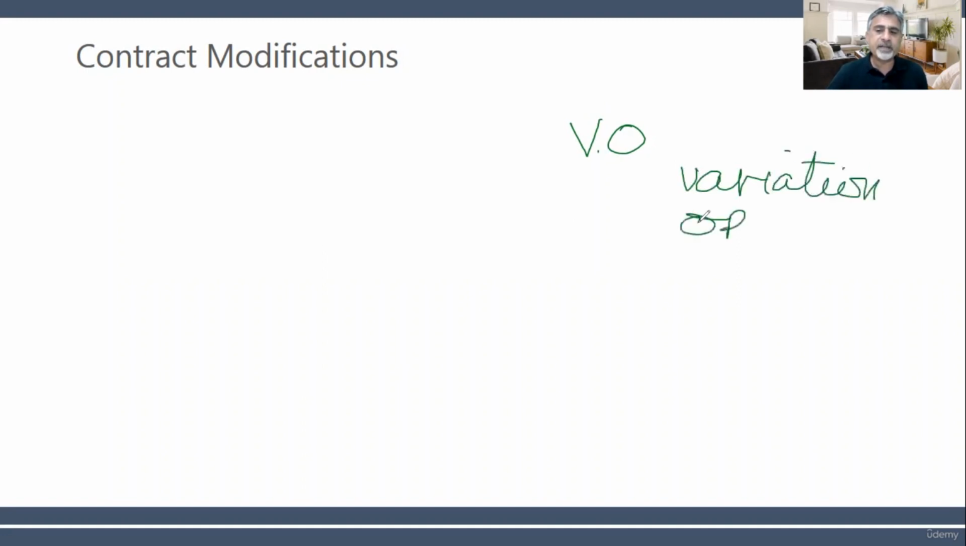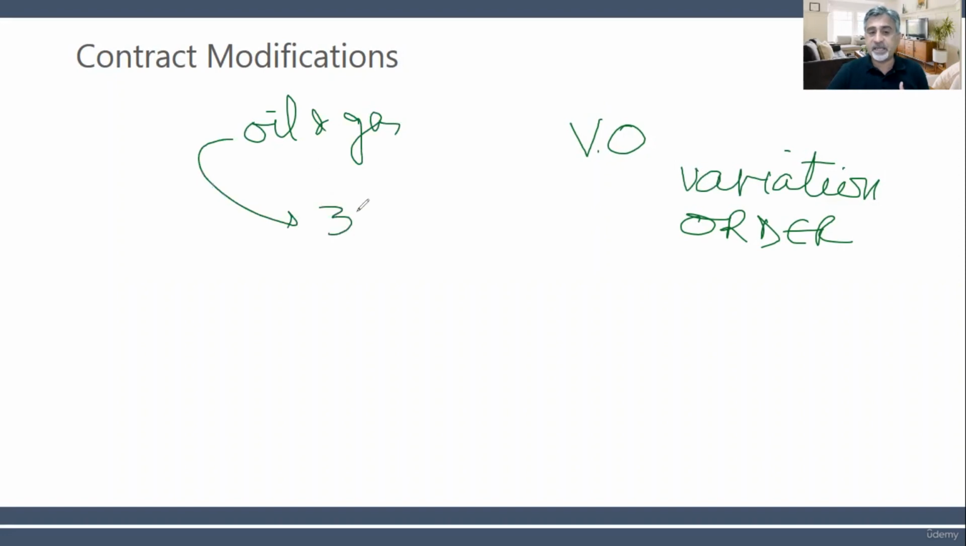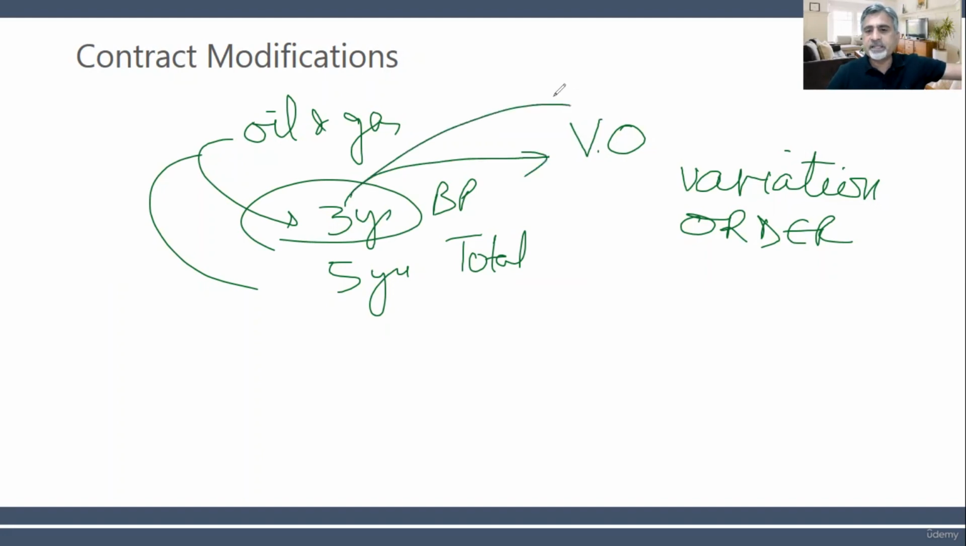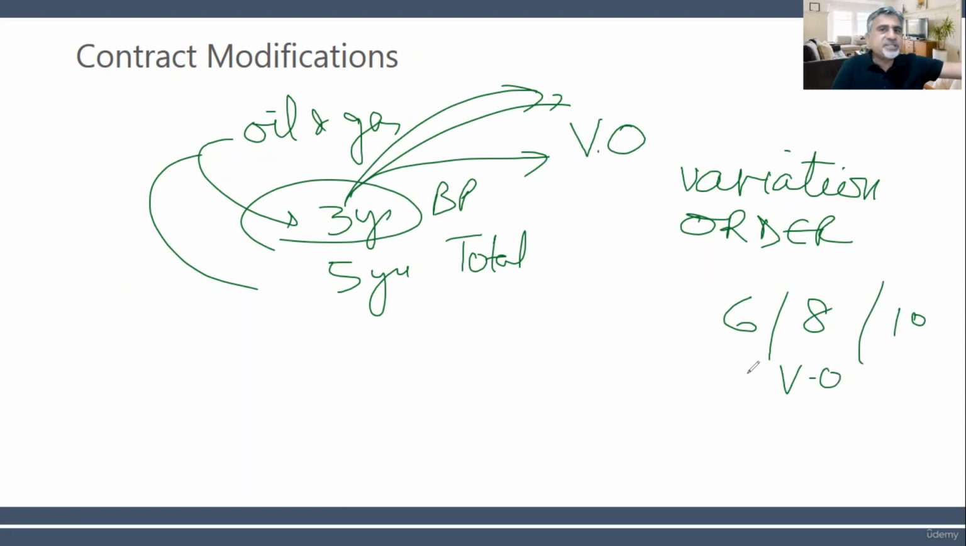Variation order. Now I'm telling you from my past experience, because I've worked in oil and gas, and in oil and gas, we have contracts for 3 years time period. We sometimes have contracts for 5 years. We make a contract with BP, we make a contract with Total for providing some kind of services, and contract is for 3 years. So after 3 months, 4 months, BP sends a VO, then they again send a VO, then they again send a VO. So during 3 years, they might issue 6 or maybe 8 or maybe 10 variation orders. Variation order means slight changes to the contract.